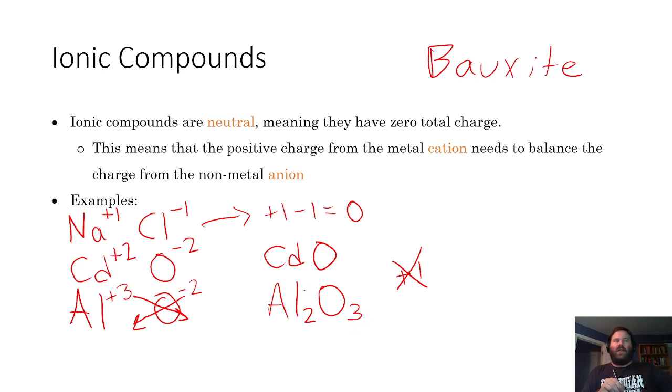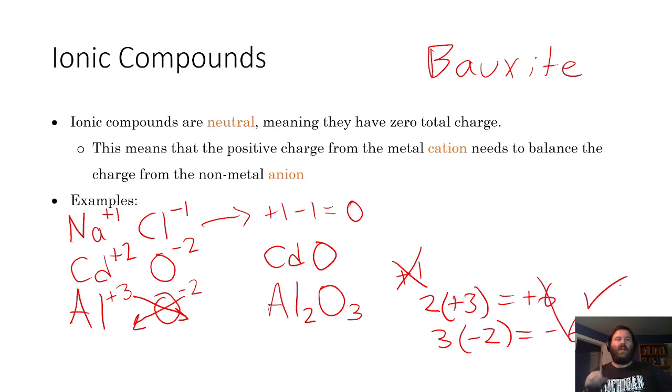Okay, so let's check that that makes sense. The aluminum, we have 2 charges of +3, which is +6. And then for the oxygens, we have 3 charges of -2, which equals -6. So those cancel each other out, and that works. Okay?